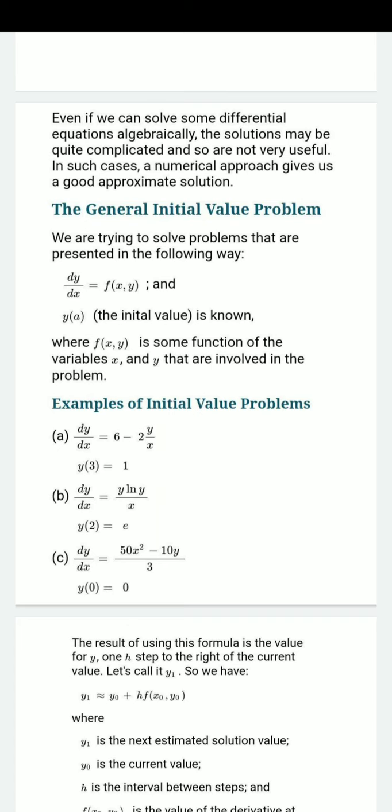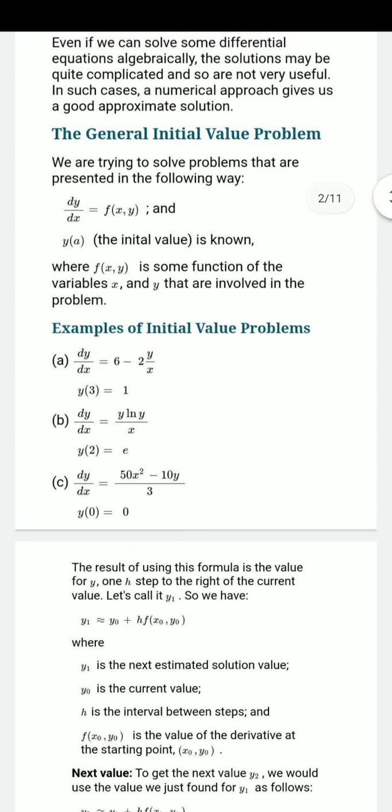So, a general initial value problem. We are trying to solve problems that are presented in the following way: a differential equation of the form dy/dx equal to some function of x and y. Any first order differential equation, y' equal to a function of x and y, with an initial condition y(a) equal to some constant, where f(x, y) is a function of x and y.